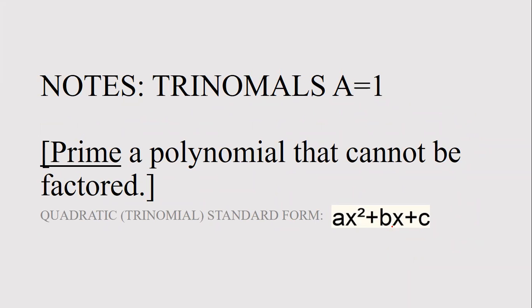All right. So flip it on over. Notes, trinomials where a equals 1. So now we're going to focus on our trinomials in quadratic standard form, ax squared plus bx plus c. However, for these, a equals 1. So it's just x squared plus bx plus c, or it could be x squared minus bx plus c, or x squared minus bx minus c.